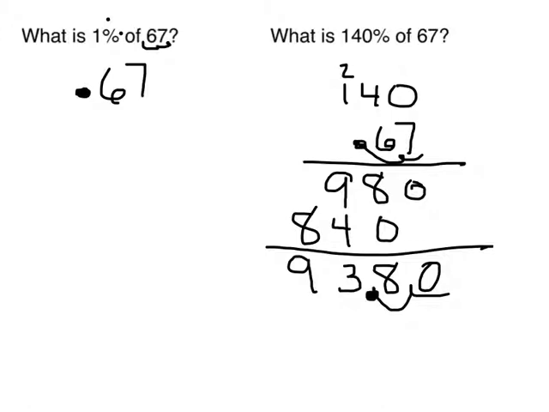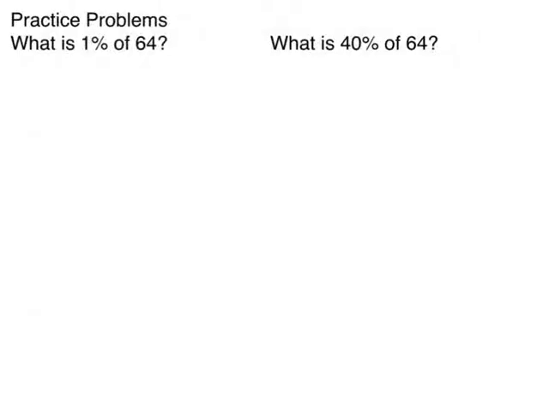Well, 100% of 67 would be 67. So we know we're looking for a number that is larger than 67, almost 1.5 times larger. So yes, again, 93.8 does make sense.